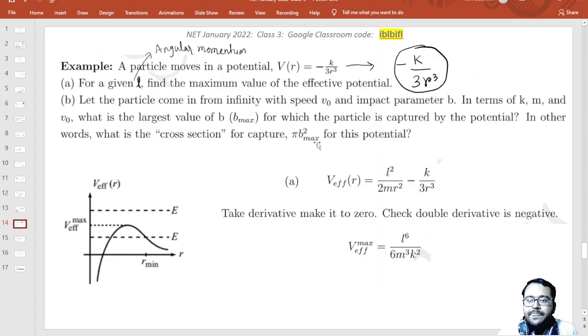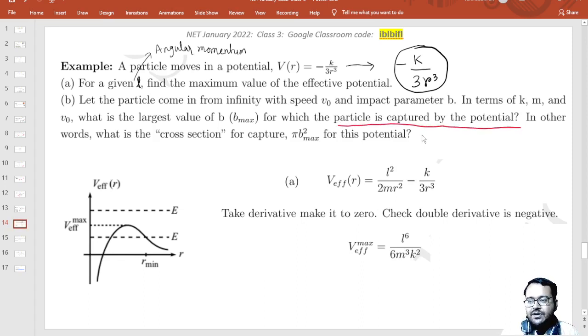Okay, let's see. Let the particle come from infinity with speed v naught and impact parameter B, that is, the perpendicular distance from the line of motion. In terms of k, m, v naught, what is the largest value of B, B max, for which the particle is captured by the potential? That is the key. The particle is captured by the potential.